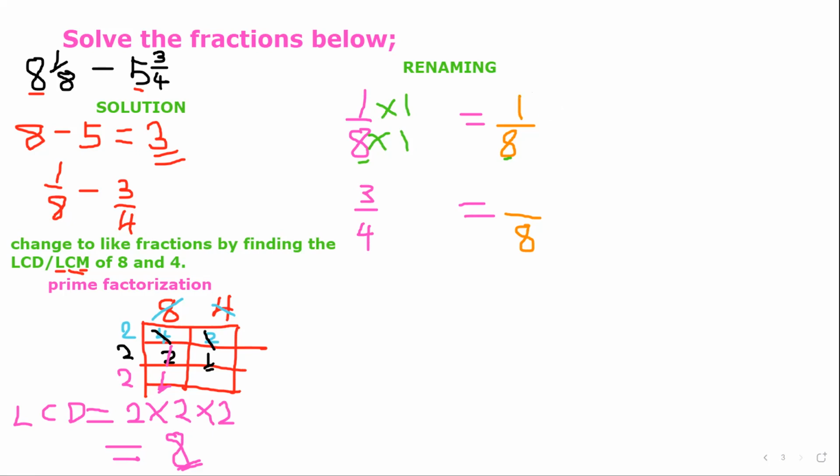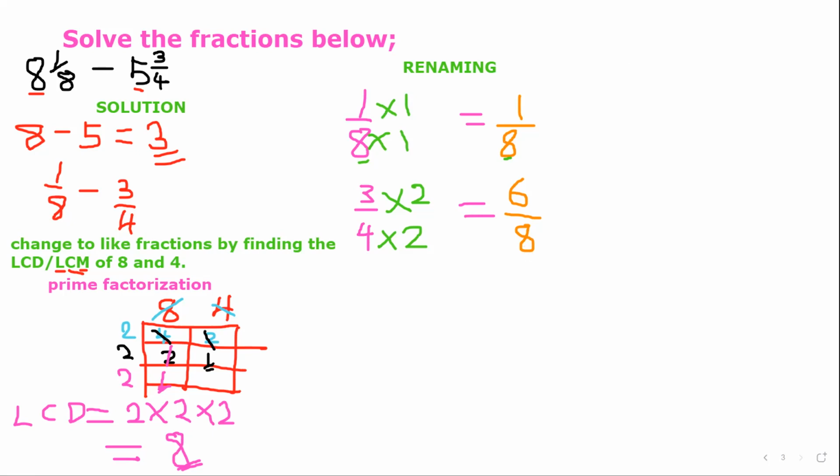Then when you come to the other side, we have the 2 here. The 4 multiplied by the 2 gives us 8. The same 2 must be used to multiply the numerator here. And that one will also be 6. It will be 6. Good. Now, the fractions are now like fractions.